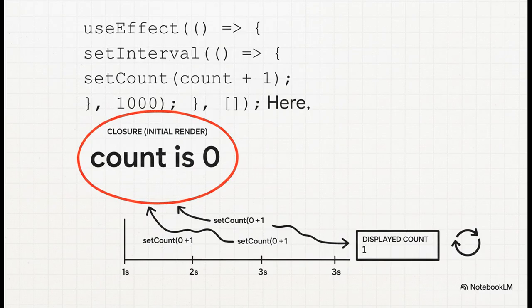Because our effect only ever ran on the initial render, it captured the value of count from that first snapshot. And what was that value? It was 0. So every single second, forever, our code is just calling setCount 0 plus 1. The count gets set to 1, and then it just stays there. We lied, and our timer is broken.